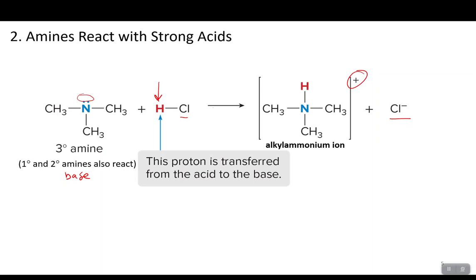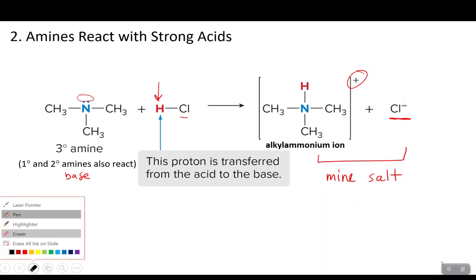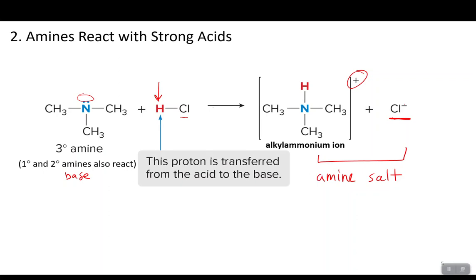So here, because we have a plus and a minus, and this is going to be from your acid, we here have made a salt. And this is going to be called an amine salt. It's an amine salt, and it's a salt because it's an ionic compound. We have made an ionic compound.